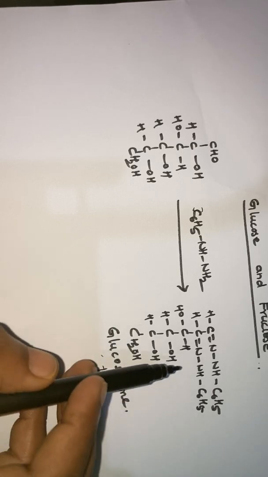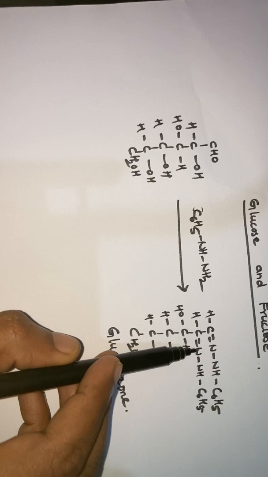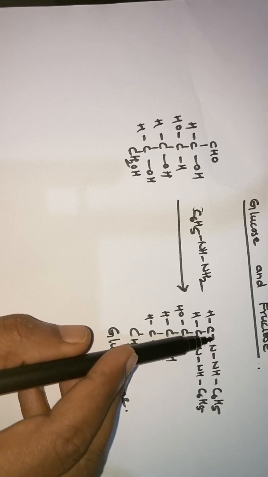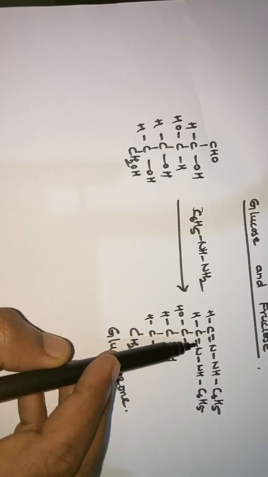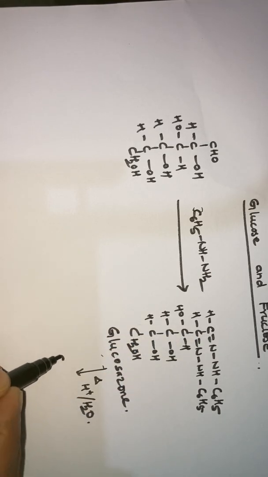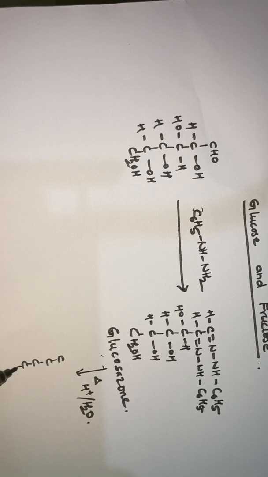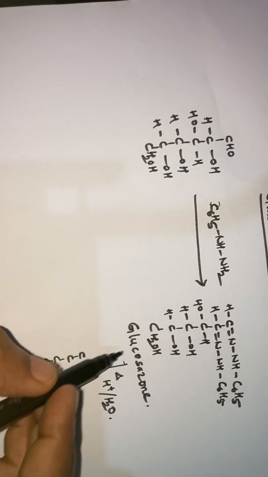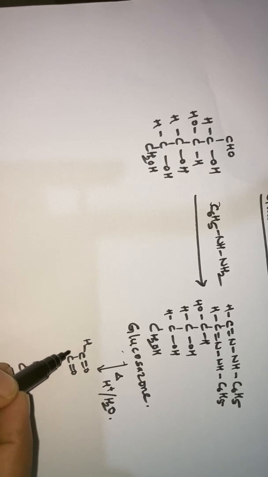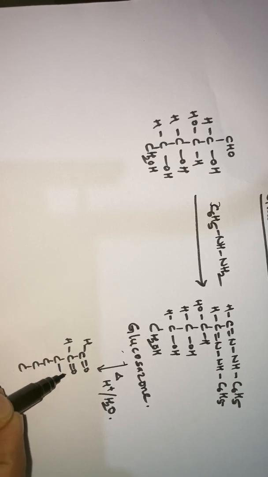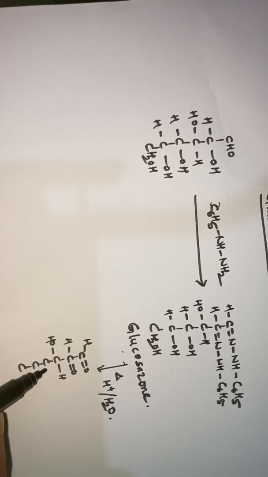What happens is this becomes C double bond O, and this becomes C double bond O. Hydrolysis takes place and this bond breaks. So you get this compound, carbons 1 to 6, with C double bond O at the first two carbons. This is what happens.